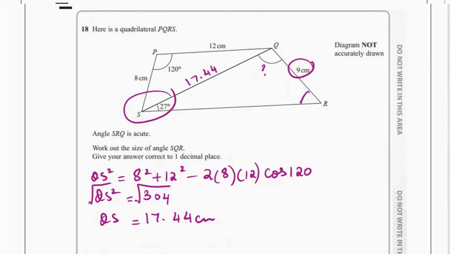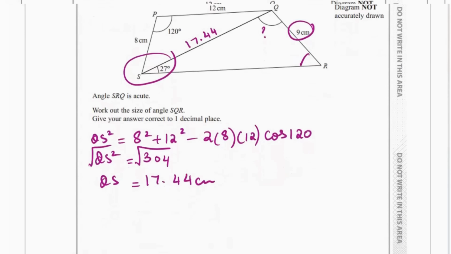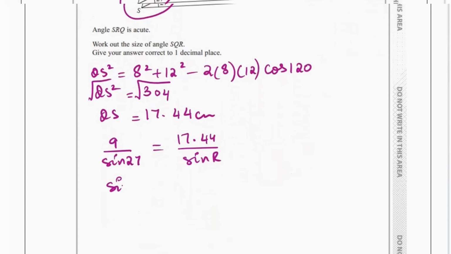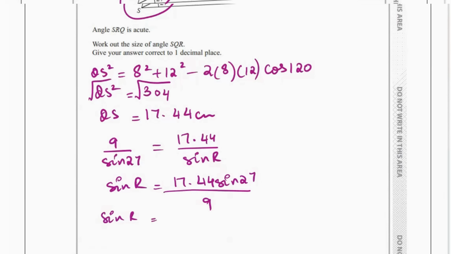So to find angle R, we'll use sine rule because we have one complete pair of angle and length. So 9 over sine of 27 equals 17.44 over sine of angle R. Sine of R equals 17.44 times sine 27 divided by 9. So that's going to give us 0.8797. Now we find sine inverse of this, and that gives us the value of angle R.